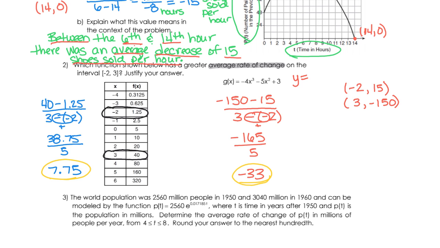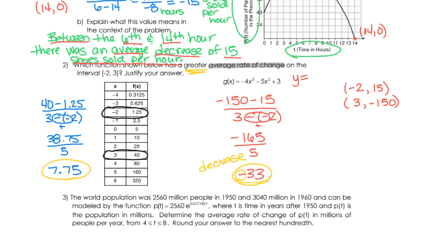And the question, remember, asked about which one has a greater average rate of change. And most people will pick the 7.75 because it's a greater number than -33. However, remember that the negative just means that it's a decrease. Okay, so remember that this is just a decrease. So one of these functions is going up, one of them is going down.